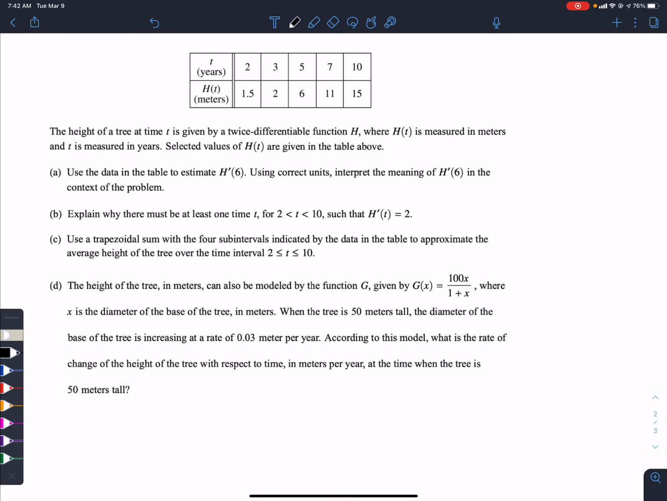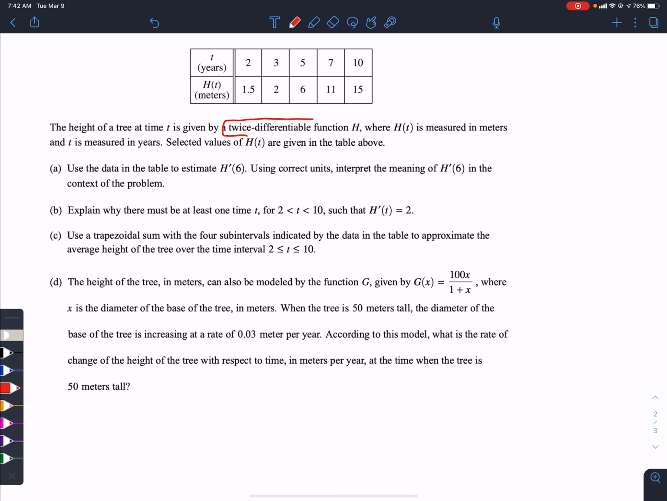This is 2018 FRQs, question number 4. Another data table analysis. The height of a tree at time t is given by the twice differentiable function. So they're telling us it's twice differentiable. That means h prime and h double prime both exist. H of t is measured in meters, which they give us here, so it's fine. And t is in years, we have that there, so that's fine. Now, the only thing you might want to add, this is the height of the tree. Okay? So we've got all of our information.